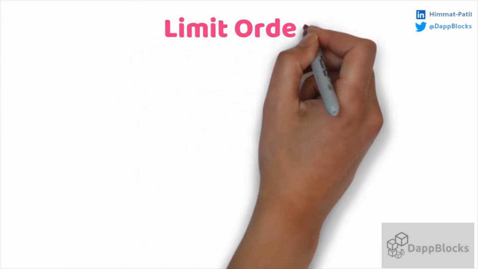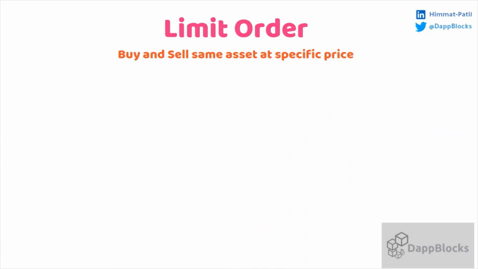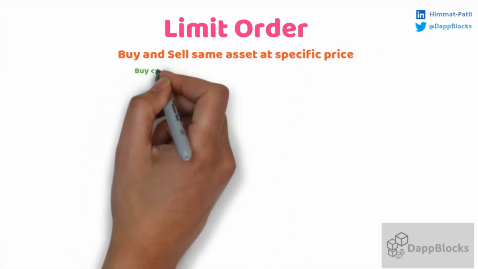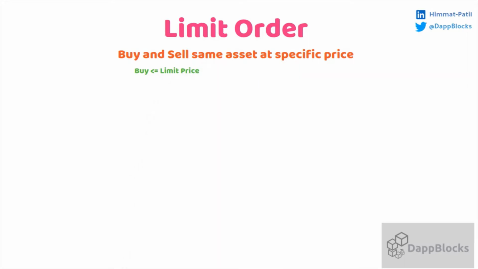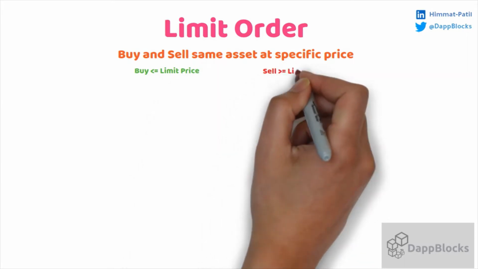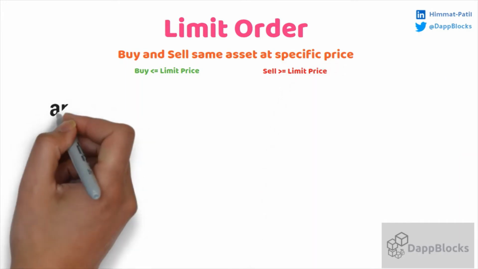Limit order. A limit order is to buy or sell an asset at a specific price. A buy limit order executes when the asset price is equal to or less than the limit price. And a sell limit order executes when the asset price is equal to or greater than the limit price.